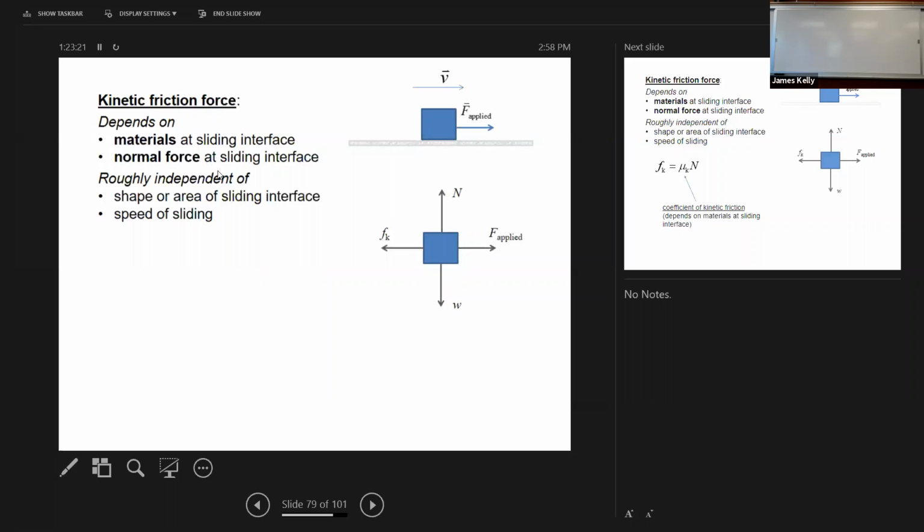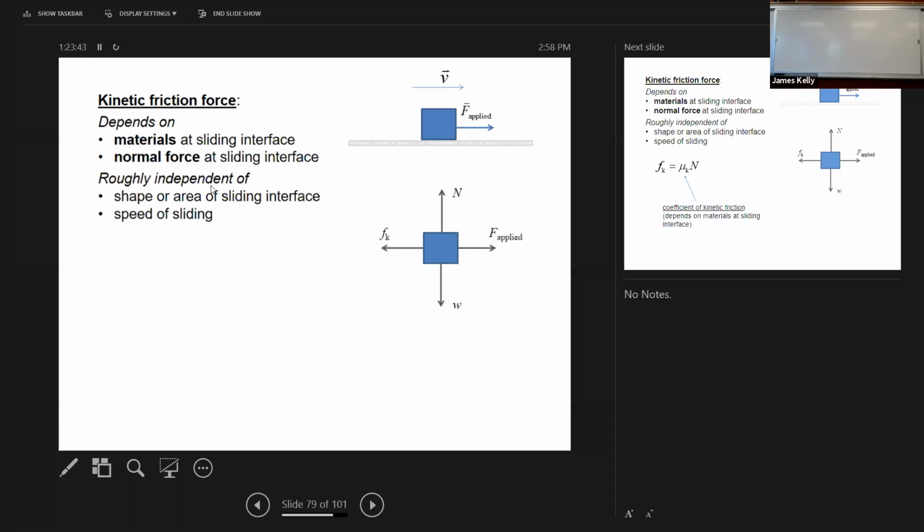It also depends on the normal force at the sliding interface. In other words, if this mass is pushing less against the surface it's sliding on, I have to push with a small force. If I push down and make the normal force bigger, then I really have to push to move it along, right? Depends on the normal force.